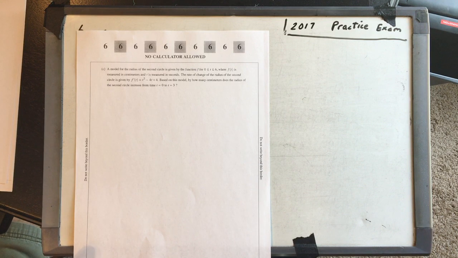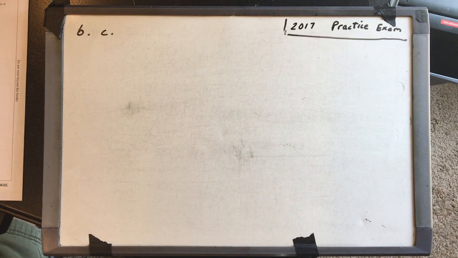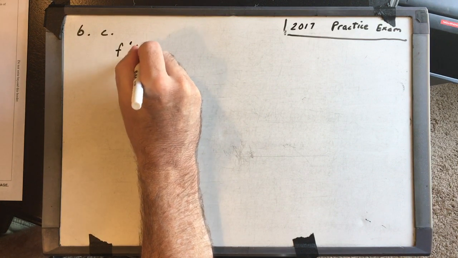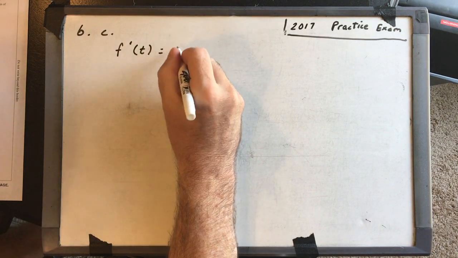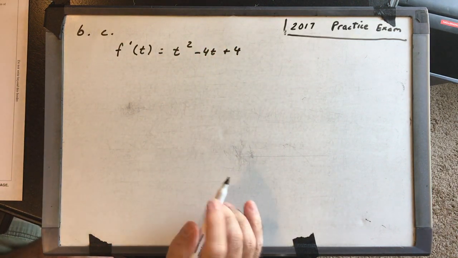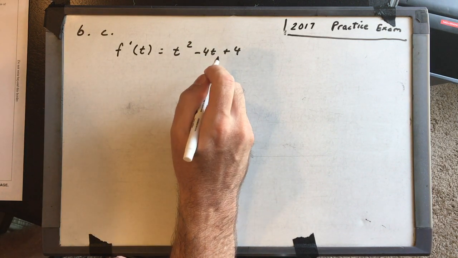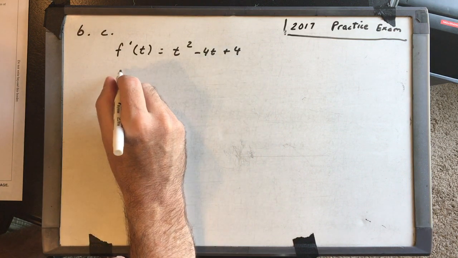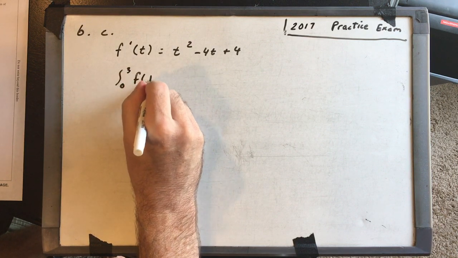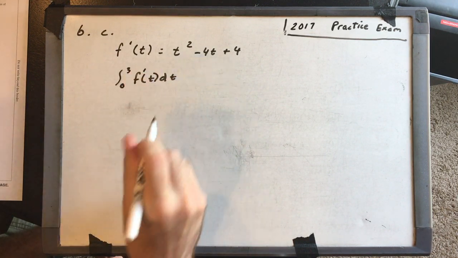All right, I'm not totally sure if you would get a problem like this or not. I'm going to go ahead and work it, because I do believe it's probably one that you could get. So f prime of t, and it's not hard also, is t squared minus 4t plus 4. What it wants to know is how many centimeters does the radius increase. So we could get that from 0 to 3 of f prime of t dt.